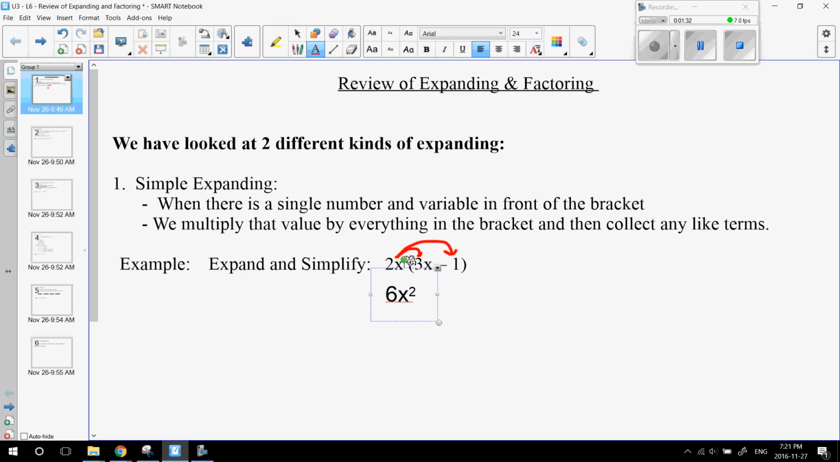And then we have to do the 2x multiplied by negative 1. So 2x multiplied by negative 1 is just minus 2x. Then we look, is there any like terms? We have an x squared and an x. Because the variables are slightly different, then no, we don't. So this is our final answer. Please make sure everyone has this in their notes before you move on to the next one. I'm going to move on to the next slide, so pause the video if needed.